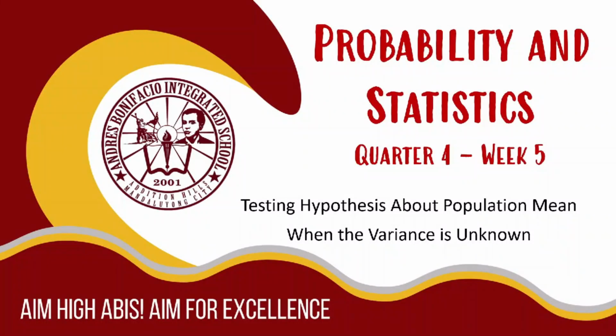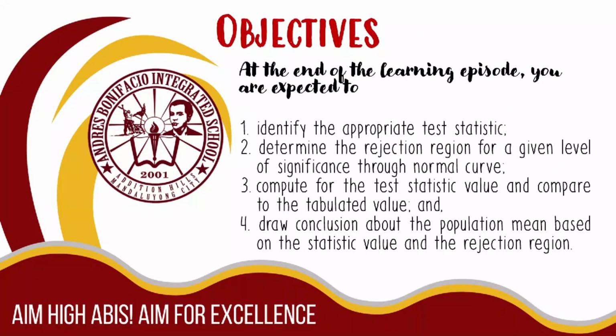For today, we are going to discuss Quarter 4, Week 5 of Probability and Statistics. And our lesson for today is testing hypothesis about population mean when the variance is unknown. At the end of the learning episode, you are expected to: 1. Identify the appropriate test statistic. 2. Determine the rejection region for a given level of significance through the normal curve. 3. Compute for the test statistics value and compare to the tabulated value. And 4. Draw a conclusion about the population mean based on the statistics value and the rejection region.